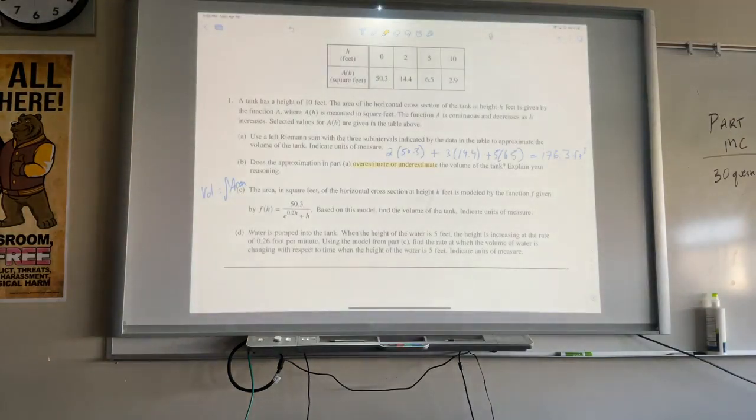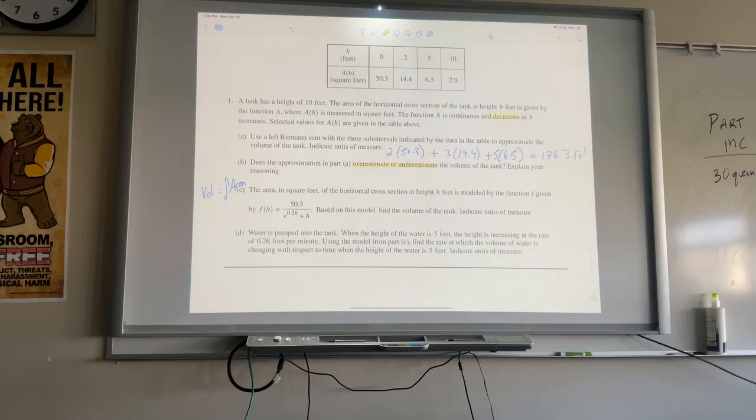Wait, we didn't solve for the last Riemann sum. Do we have to do it for this? So if I'm gonna mess up on one of the units, it doesn't matter if I mess up on all of the other ones. Correct.